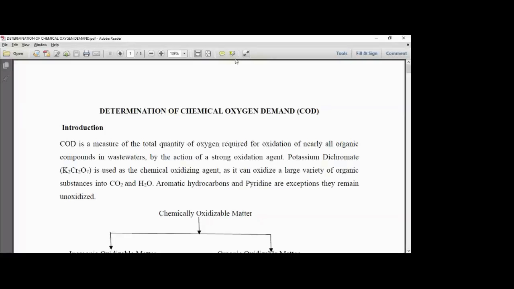Because oxygen is putting some partial pressure. According to Henry's law, the greater the partial pressure, the greater the amount of oxygen that will get dissolved into the water, right? So the oxygen getting dissolved into the water is just because the atmospheric oxygen is putting some partial pressure on the surface of the liquid, right?